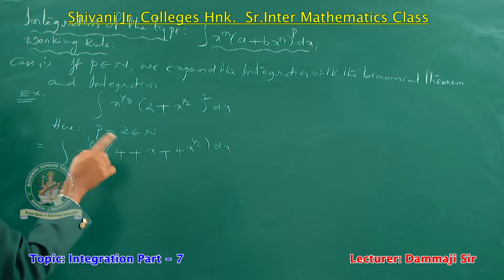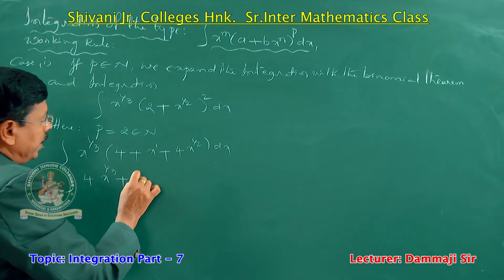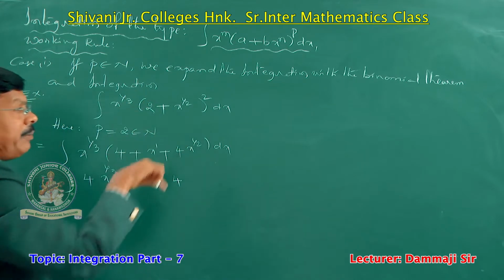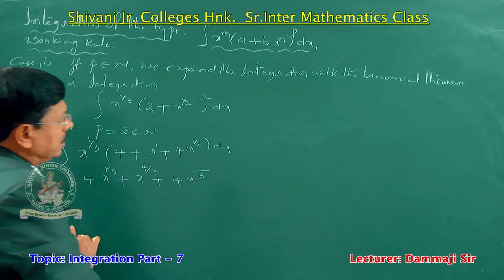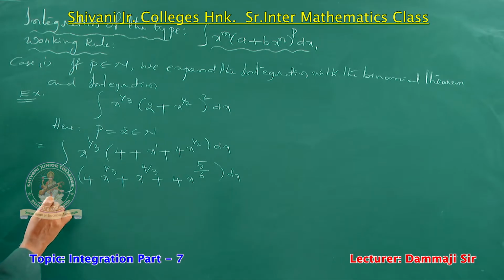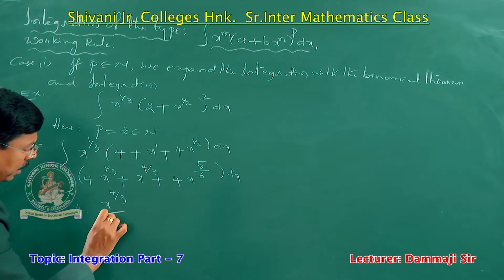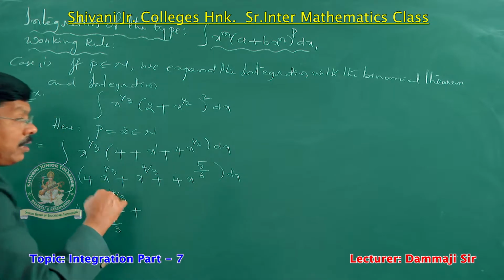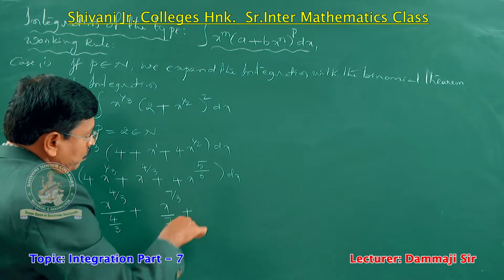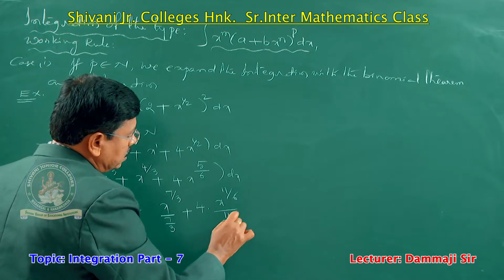Going by simplification: 4 into x power 1 by 3, plus x power 1 by 3 into x gives x power 4 by 3. Then x power 1 by 3 into x power 1 by 2, taking the LCM 6, gives 2 plus 3, that is x power 11 by 6... wait, 5 by 6, dx. Using standard integration, 4 into x power 1 by 3 plus 1, that is 4 by 3, divided by 4 by 3. Next, the second term has the same formation: x power 4 by 3 plus 1 is 7 by 3, divided by 7 by 3. The third term also has the same formation, x power 11 by 6, plus c.